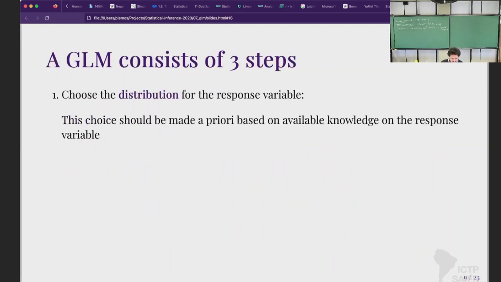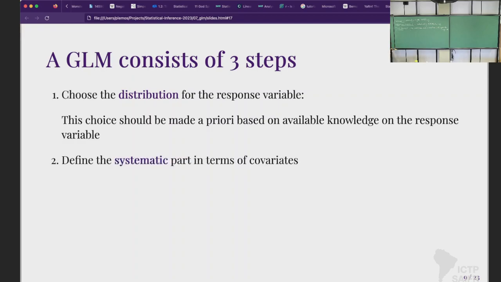Like I was saying, your GLM is going to consist of three basic steps. The first one is you're going to choose the distribution of your response variable. And you're going to make this choice beforehand based on the available knowledge that you have from your system. So there are usual choices when you have binary data, when you have count data, and we're going to look at these choices. But it's done beforehand, and it also depends on your question.